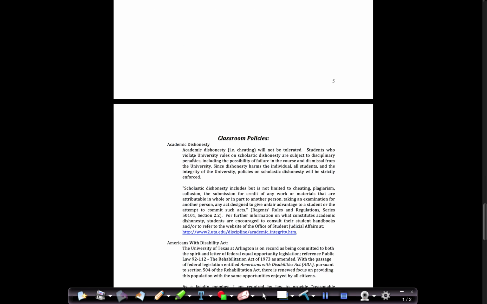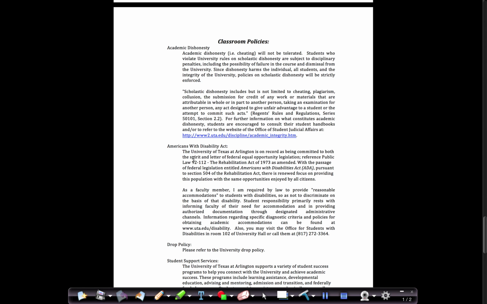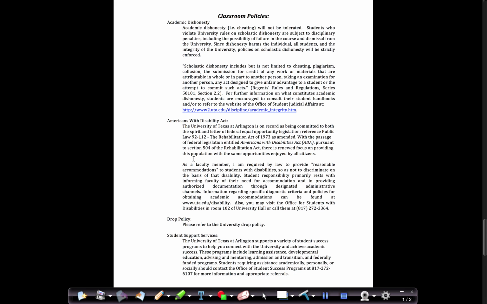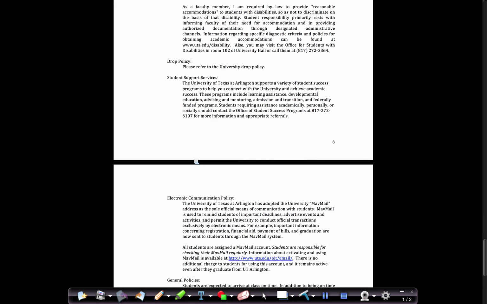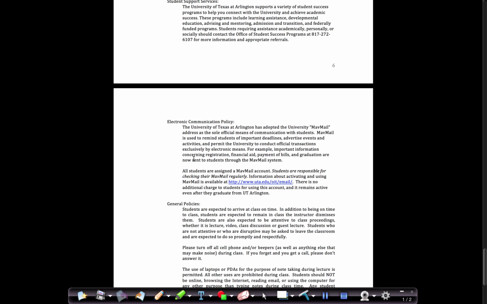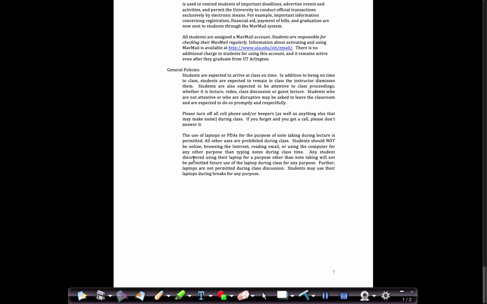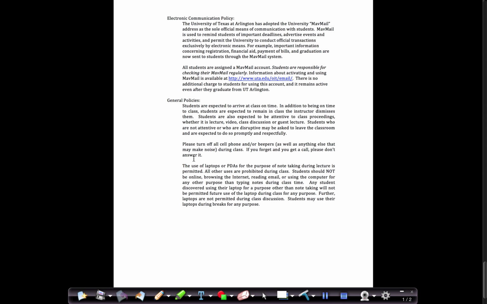Here are the required readings, and as I indicated previously, you will have access to these through your syllabus online. Be sure you take note and read the classroom policies, the policies on academic dishonesty, the drop policy, and the myriad of services that the university offers to the student body. So please make sure you read the policies and take advantage of the information provided to you by the university.